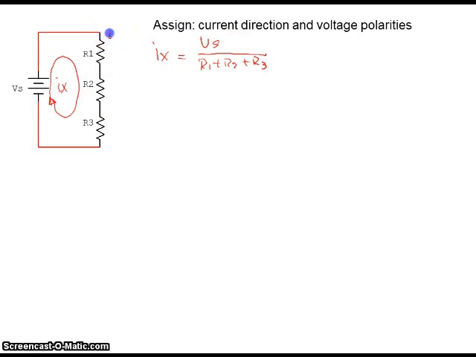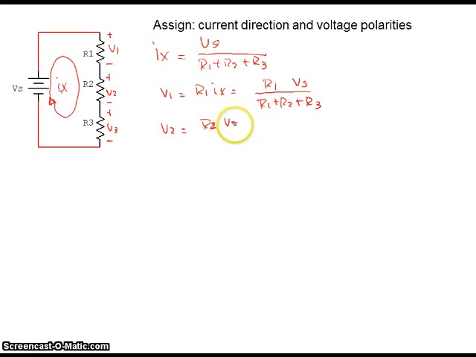So that if I want to find the voltage V1, and I am assigning this polarity because the current is entering in this way. So this will be the polarity for V2, and this will be the polarity for V3. Then V1 is going to be equal to resistance times current I sub x. So it's going to be R1 times source voltage divided by R1 plus R2 plus R3. V2 then will be equal to R2 multiplied by the source voltage divided by R1 plus R2 plus R3, and V3 will be equal to R3, the right resistor, divided by R1 plus R2 plus R3 times the source voltage.